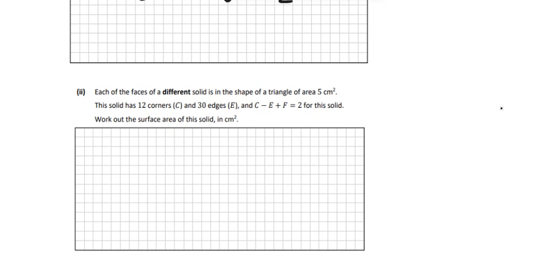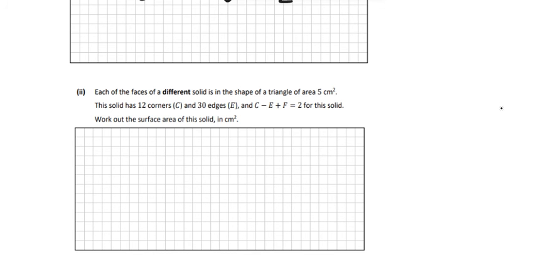Each of the faces of a different solid is in the shape of a triangle of area 5 centimeters squared. This solid has 12 corners, 30 edges, and C minus E plus F equals 2. So for this solid, work out the surface area. To work out the surface area of anything, you have to find the area of each of the faces and add them all together. Now, all of the faces in this are the same. They're all a triangle of area 5 centimeters squared.